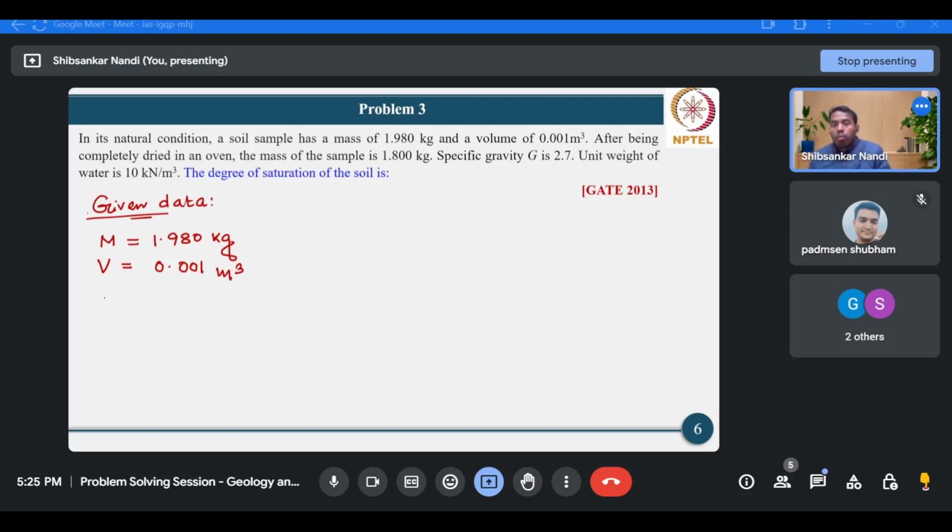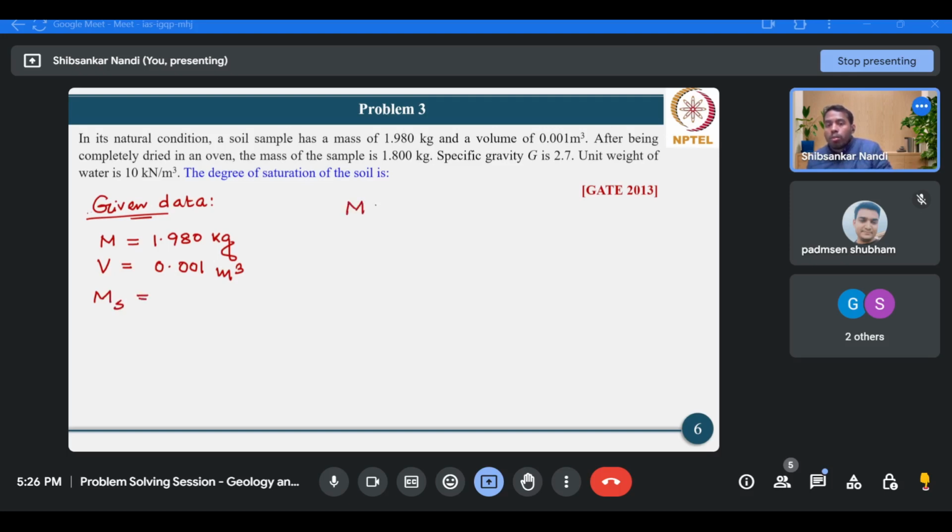So what is this mass? Can you please let me know? When a sample is completely dried in an oven, then the remaining mass of the sample, what is represented by that mass? Which component? As you know that the soil is a three-phase system. MD, exactly. So dry, that means we can also say MS, that is nothing but the mass of solids.